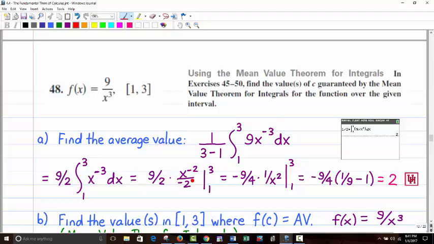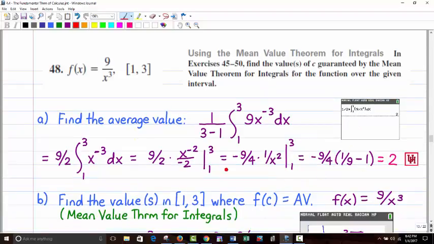-3, x to the -2 over -2, 9 halves, times 3 in the 1, makes that -9/4. Plug in 3, gives you 1 over 9. Plug in 1, gives you 1. Now this one, for some reason, I could have chosen to flip those limits of integration and use the negative to kill that negative. For some reason I decided not to this time. But like I said, it wasn't mandatory either way, so you work this out and you should get 2.